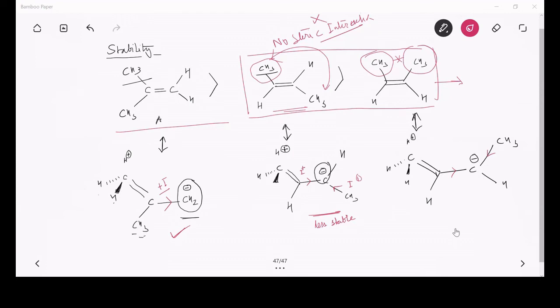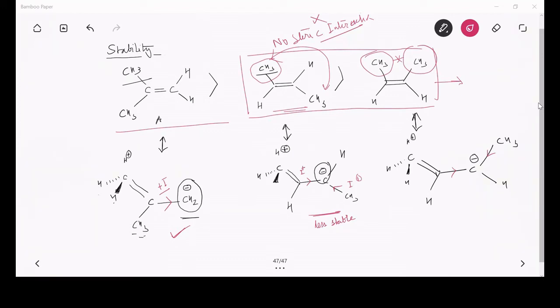So now let us go to E1 reaction or E1 mechanism. Have you heard the term E1CB? Anyone? E1CB? Have you ever heard this term E1CB?